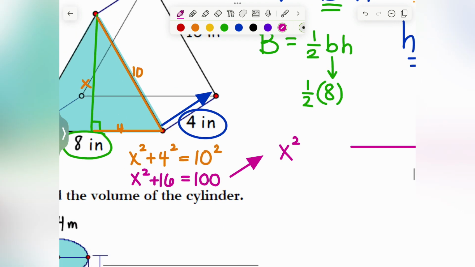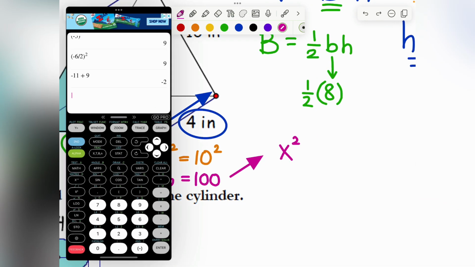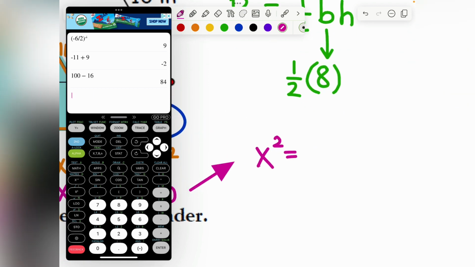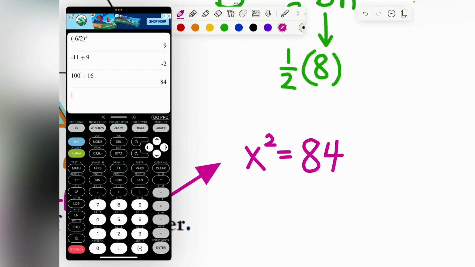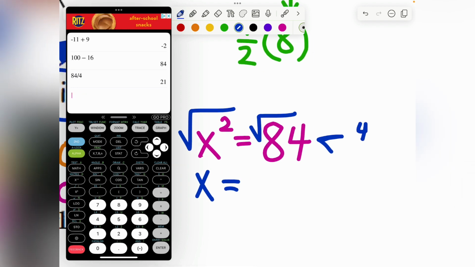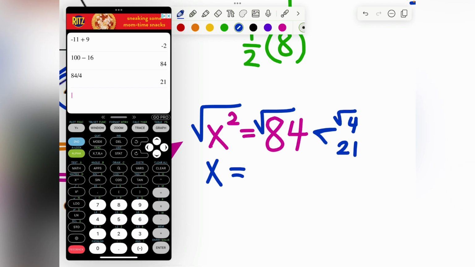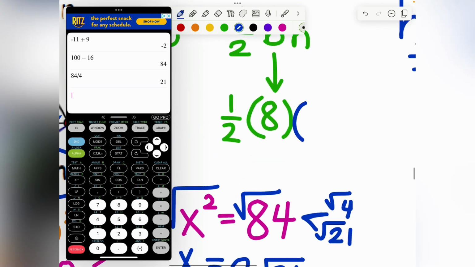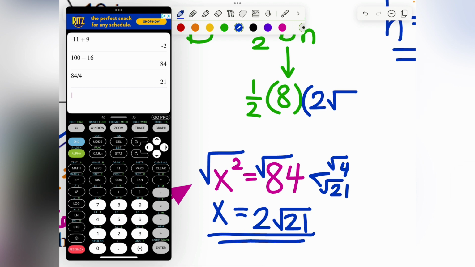I'm going to take out my calculator so that you can understand where this work is coming from. 100 minus 16 is 84. So I'm going to square root both sides. And 84, I know 4 goes into it 21 times. So when I square root this, the square root of 4 is 2 with a root 21. Now that's the height of the triangle. 2 root 21.